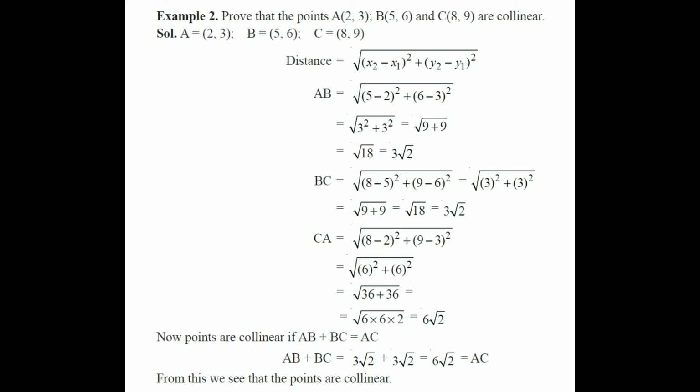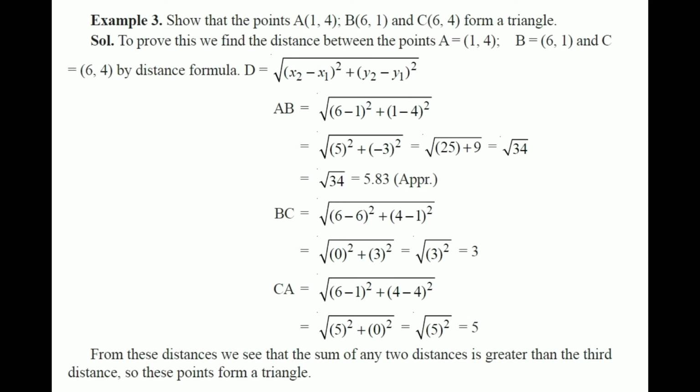Now we move on to the next question. Example number 3. Show that the points A(1, 4), B(6, 1) and C(6, 4) form a triangle. Here 3 points make a triangle and do not lie on the same line.